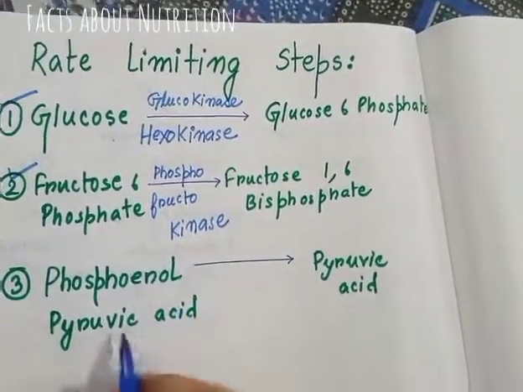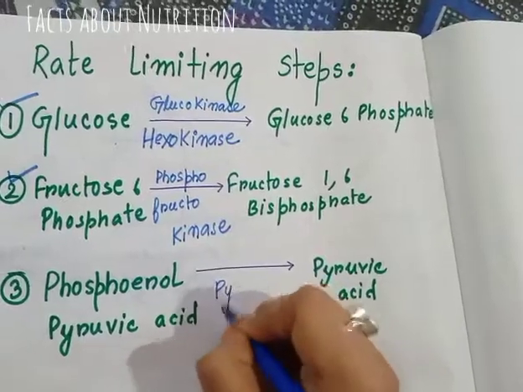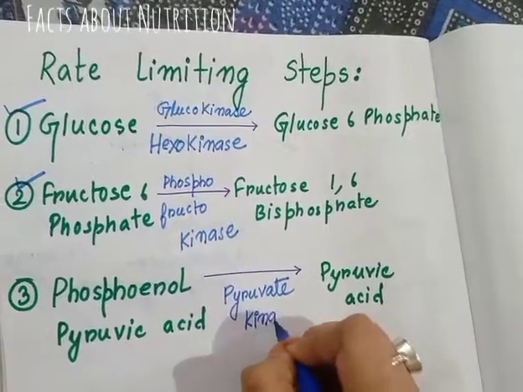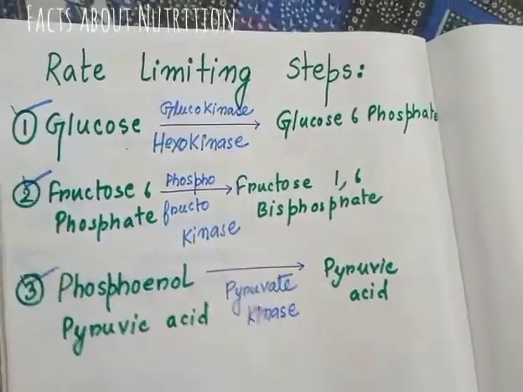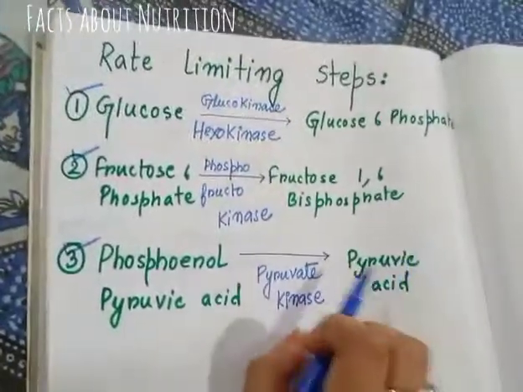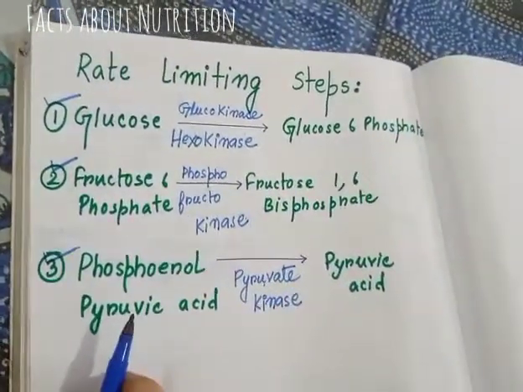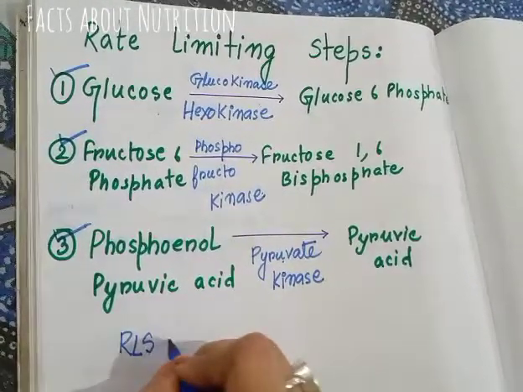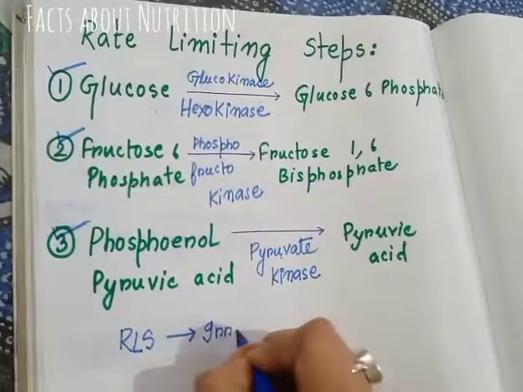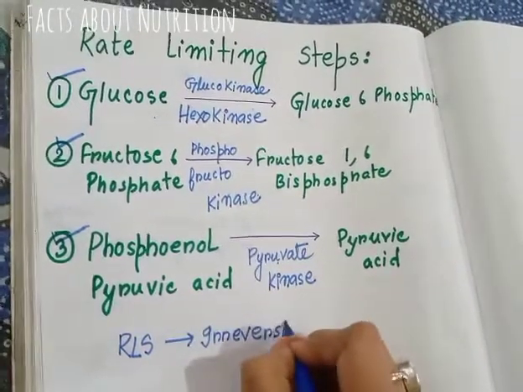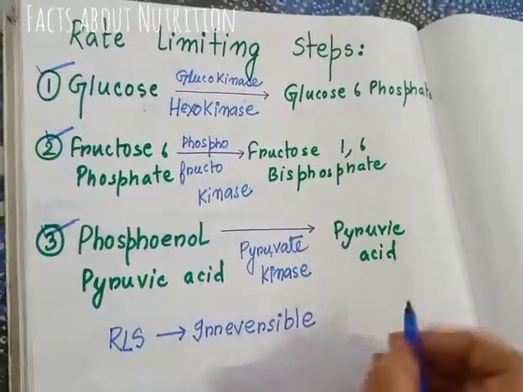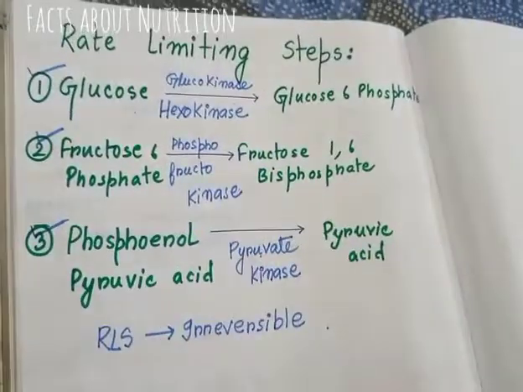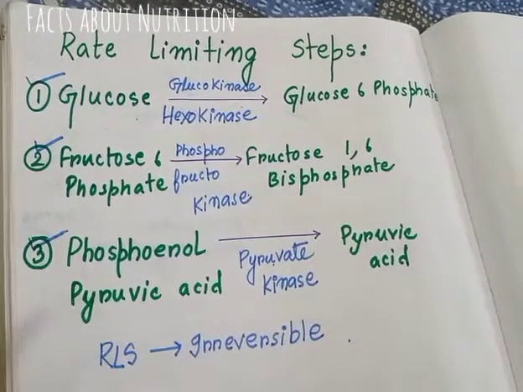And phosphoenol pyruvic acid to pyruvic acid by pyruvate kinase. This is another rate limiting step. If you are asked what the rate limiting enzymes are, then these will be the rate limiting enzymes. And you have to remember that rate limiting steps have to be irreversible. So these are the only 3 irreversible steps of glycolysis, the rate limiting steps, and these are the rate limiting enzymes. So here we end the glycolysis part.